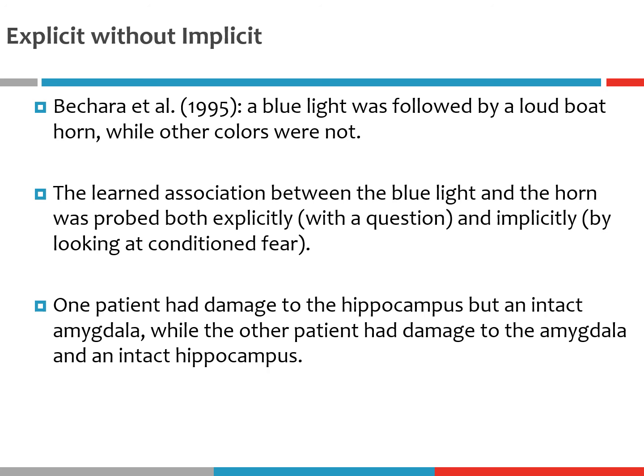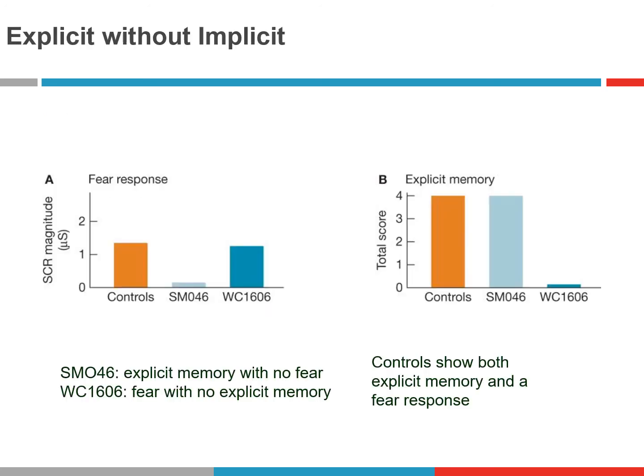Similarly, an individual who has sustained damage to the amygdala but not the hippocampus will consciously remember the previous episode in which they learned to associate a blue light with a loud boat horn, right? So they'll remember their previous experience with that association, but they won't be able to show the conditioned fear response that is processed in the amygdala. And that's exactly what the researchers found.